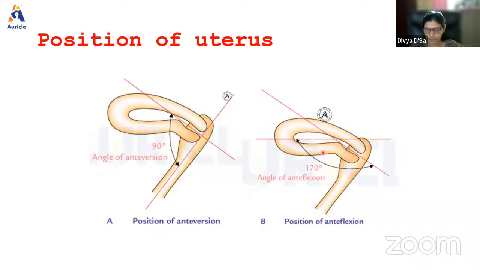Sorry, anteversion is the angle between the cervix and the vagina. When we say anteflexion, it is the forward angle between the body and the cervix. This is the body and this is the cervix, so that angle we call the anteflexion angle. Anteflexion measures about 125 degrees, or up to 170 they say in certain books, so we can safely say 125.